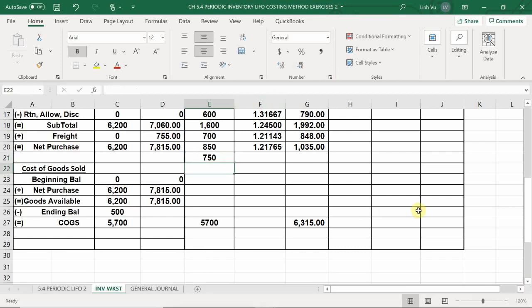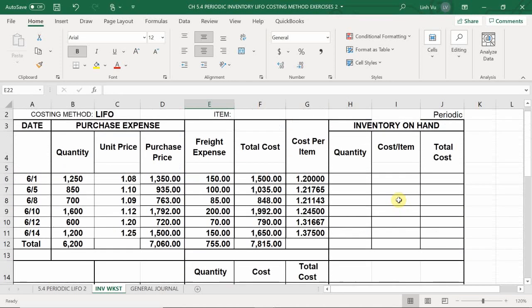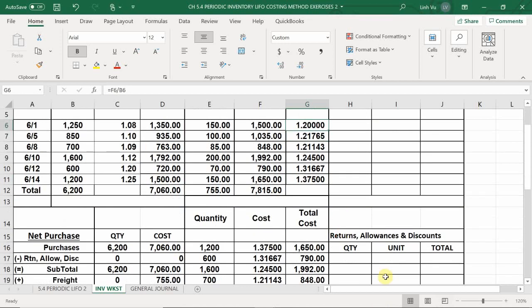750. You need 750. And as we see here, we only have 1 batch of inventory left. Okay, right. We got rid of June 5th, June 8th, June 10th, June 12th, and June 14th. So all of that's all gone. So we only have 1 batch of inventory. How much is it going to cost me per item? $1.20. It's going to cost me $1.20.